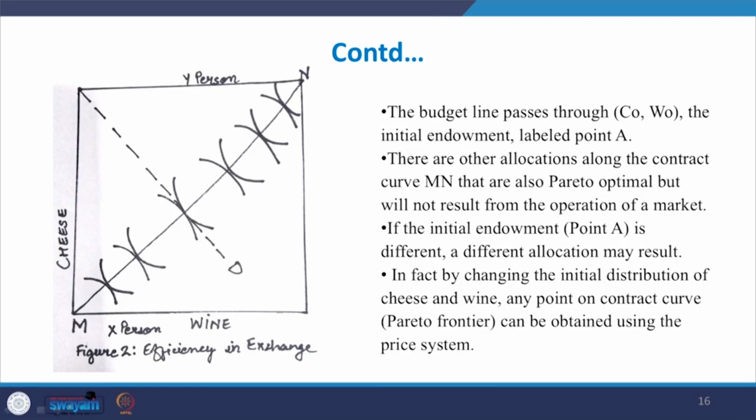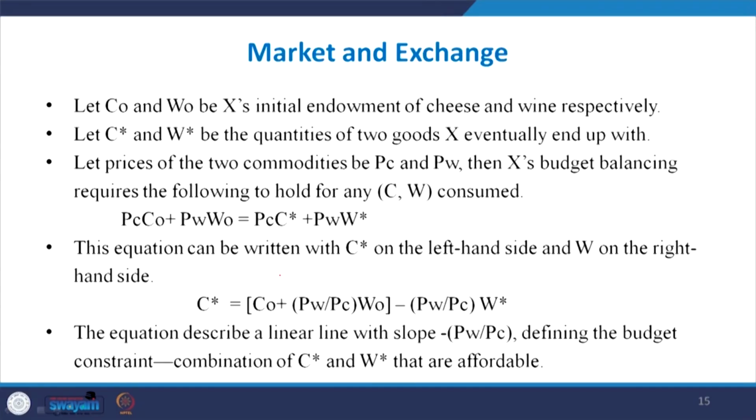So, this equation describes a linear line with slope minus PW divided by PC. The slope of the line is negative, indicating that there is a trade off between the two. Defining the budget constraint, any combination of C star and W star is affordable on the budget line, as I already told you that any point on the budget line is achievable under the given budget constraint.